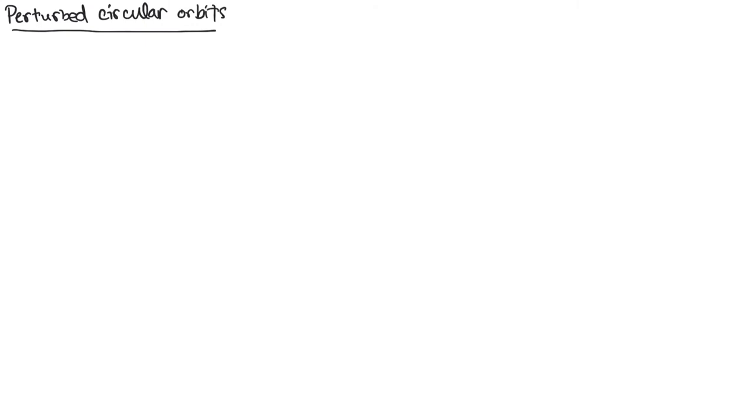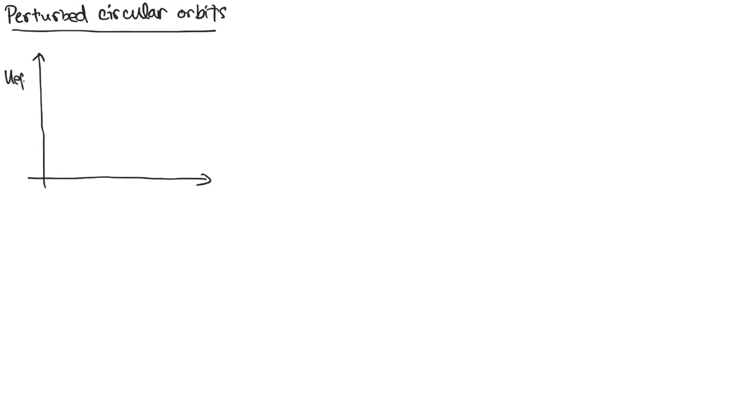Hello again, physics friends. This is going to be a brief video to talk through how to visualize and think about perturbed circular orbits. Basically, we're looking for a case where we have some effective potential that has a minimum, and that minimum corresponds to some circular orbit.